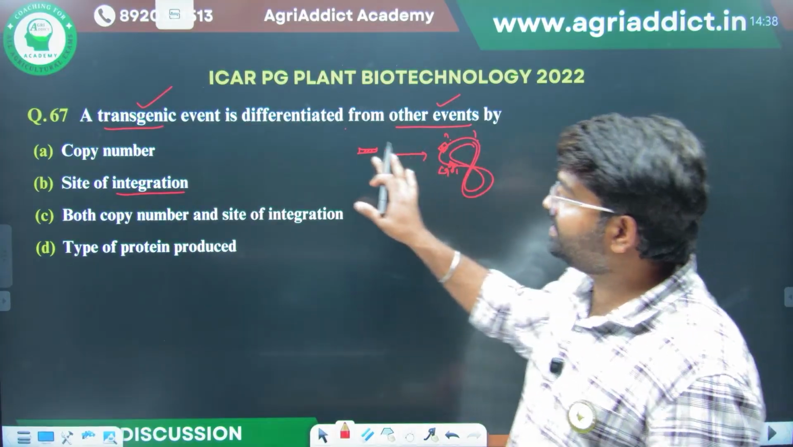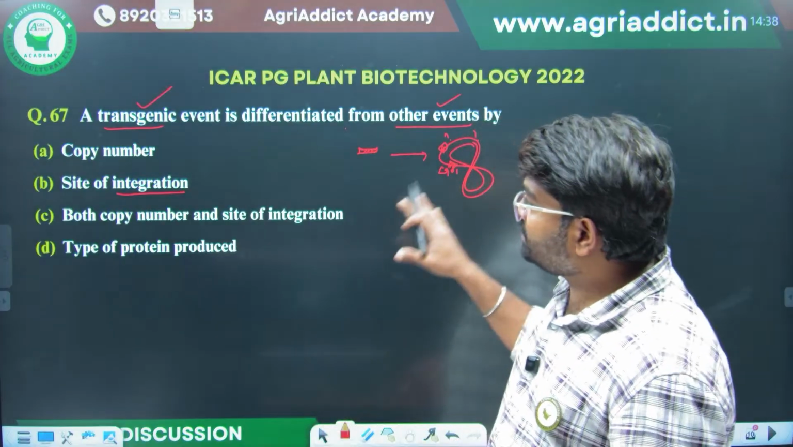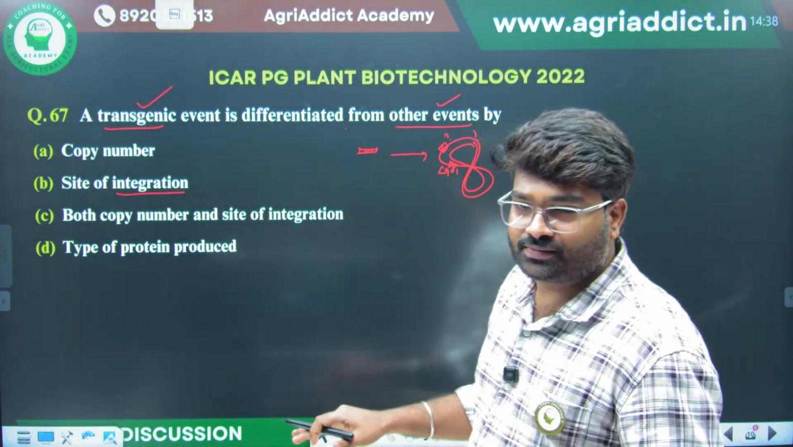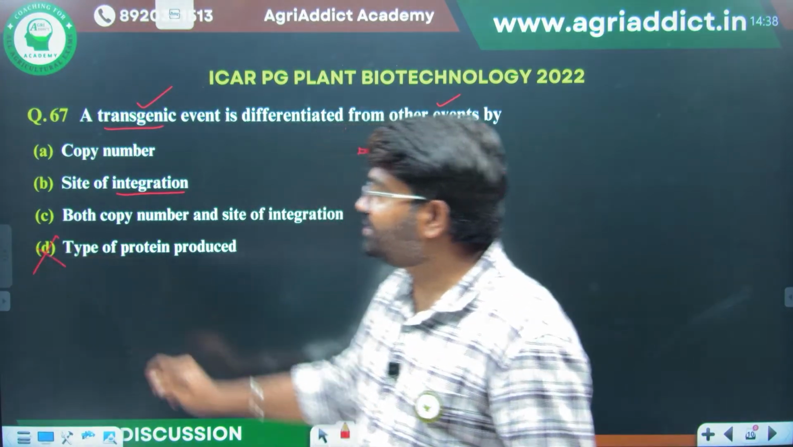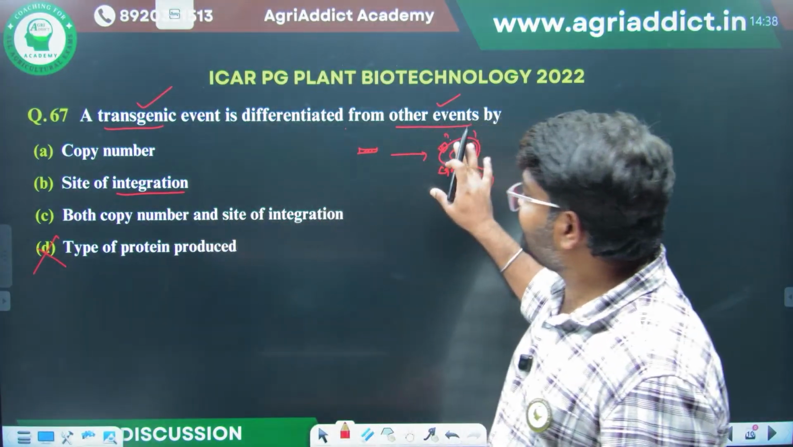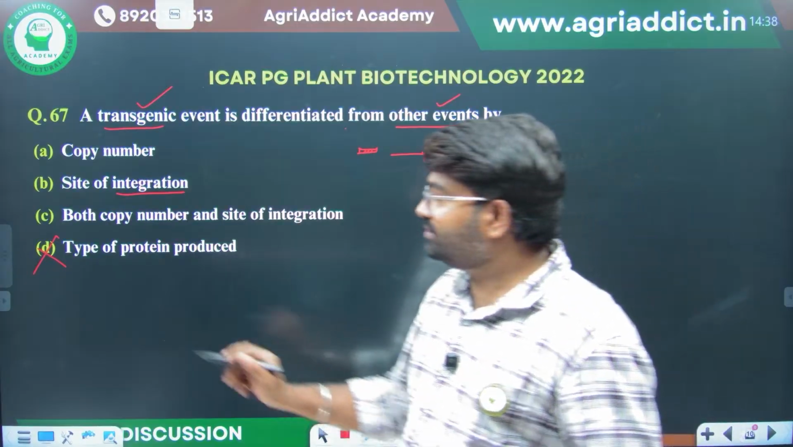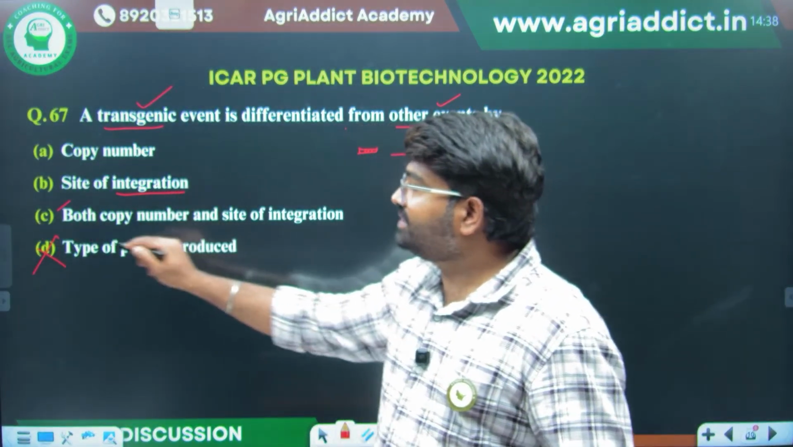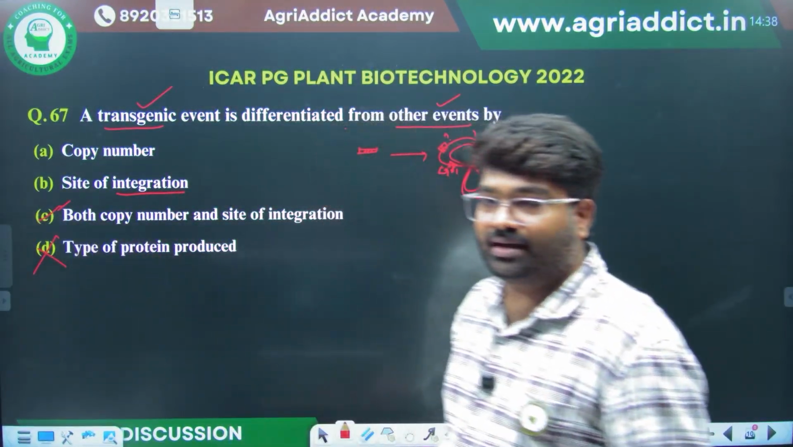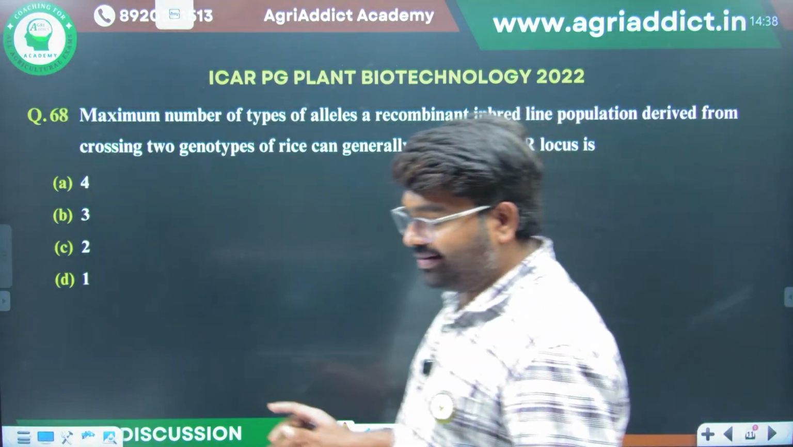These are called as what? Transgenic events. Okay. So type of protein produced, this will not come under a transgenic event. It's not a transgenic event. So both copy number and site of integration will come under the transgenic event. So this can be easily differentiated from the other events. Okay, clear? This is a simple question only. Okay. Then another important question.